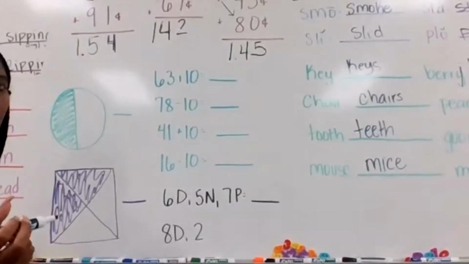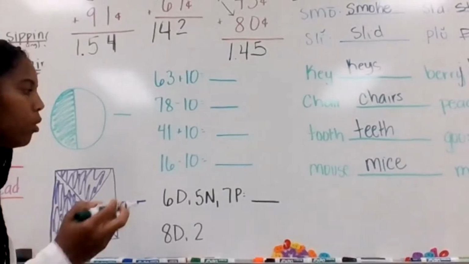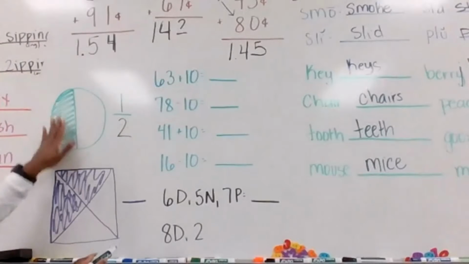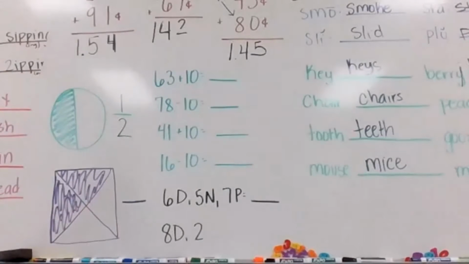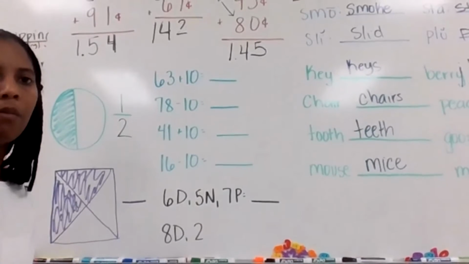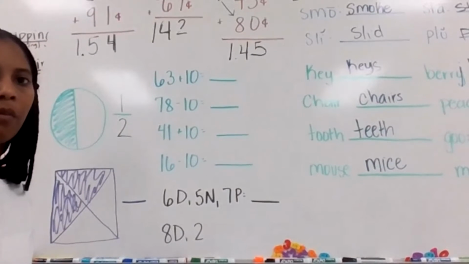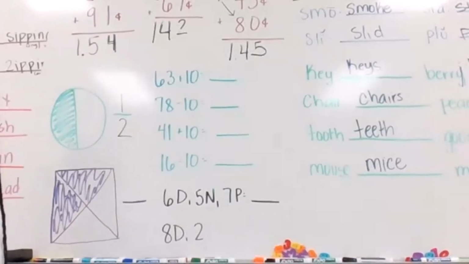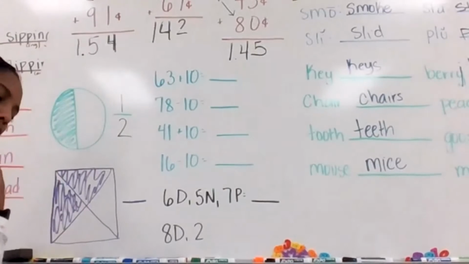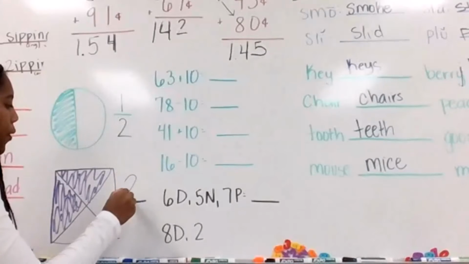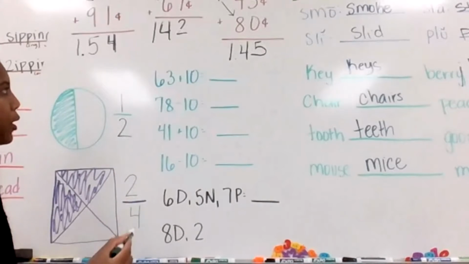Okay, Harlem. 1 out of 2. 1/2. Yes, 1 is shaded out of 2. Next one, the square. What would my fraction read for my square? Okay, Brian. 2 out of 4. 2 pieces are shaded out of 4 total.